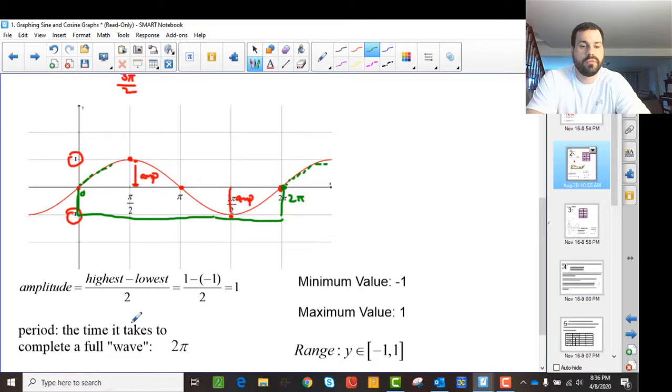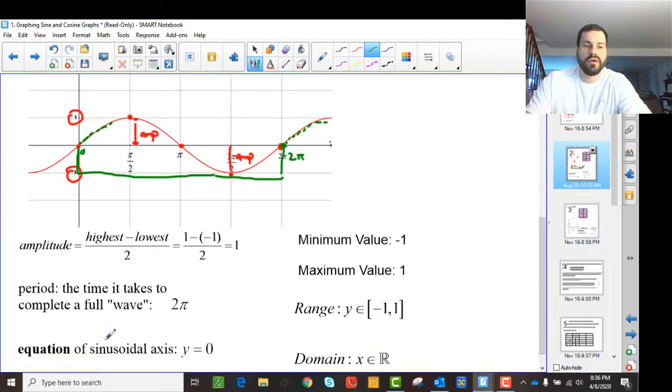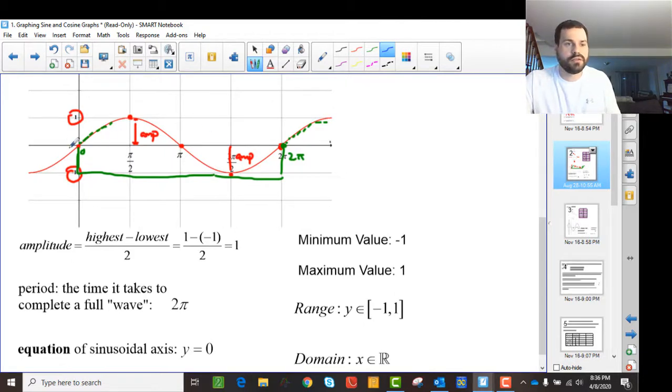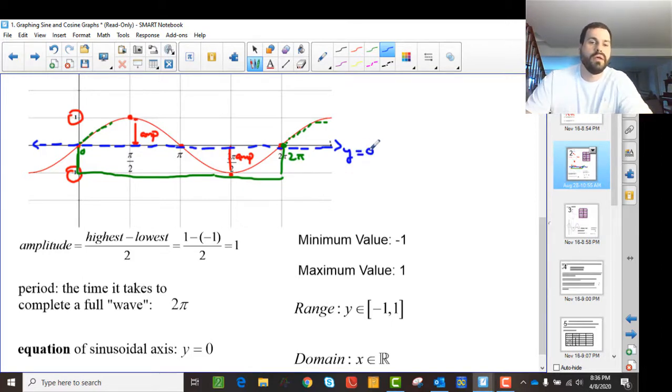And then the other thing that we want to notice is there is a range to this. The range is from -1 to 1. Y belongs to the interval from -1 to 1 because, again, the lowest point is -1 and the highest point is 1. And then we have what's called a sinusoidal axis. And you might think, what in the world is that? So a sinusoidal axis is basically the line that describes the middle of this graph. Okay? So right in between the highest point and the lowest point is this line. And this line is y equals 0. So it's the middle of the graph.